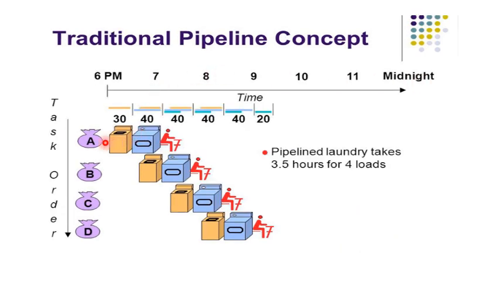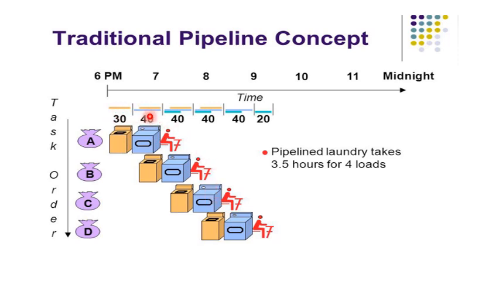Instead of completing one load before taking the next, as in the traditional approach, in the pipelined approach, while the first load of clothes is being dried, the second load is being washed. When the first load is being folded, the dryer is idle, so the second load is dried. While the second load is being dried, the washer is completely free, so the third load is washed. When the second load is being folded, the dryer is free, so the third load is dried.